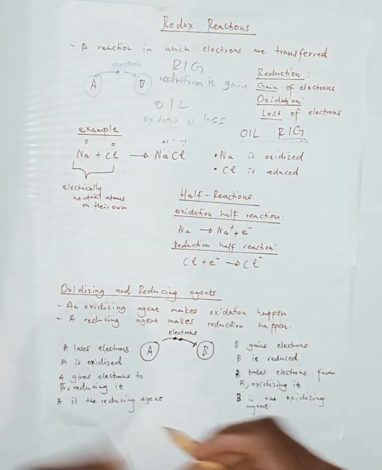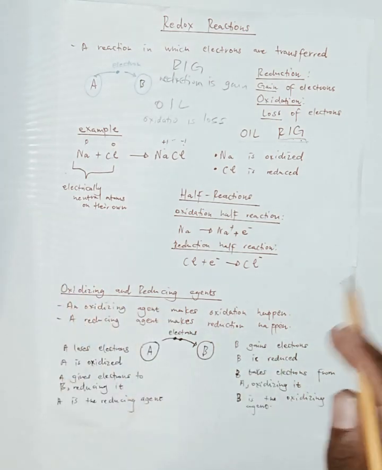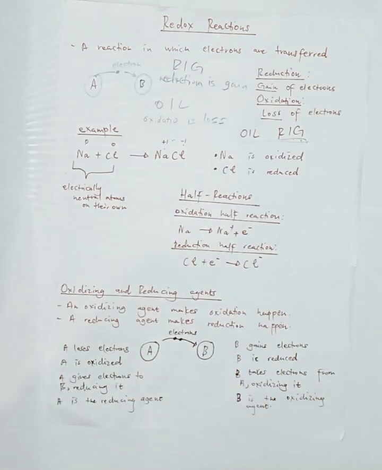Moving on to oxidizing and reducing agents. Now, we have these agents called oxidizing agent and reducing agent when we're talking about redox reactions. Now, what is this oxidizing agent and reducing agent? Well, let me explain that for you. An oxidizing agent makes oxidation happen. You're probably wondering, what makes oxidation happen, buddy?